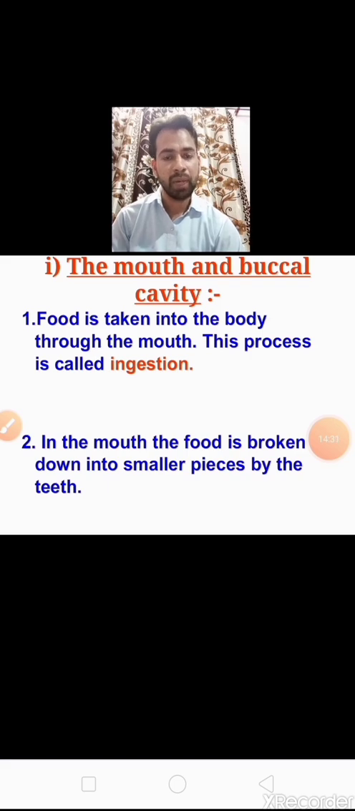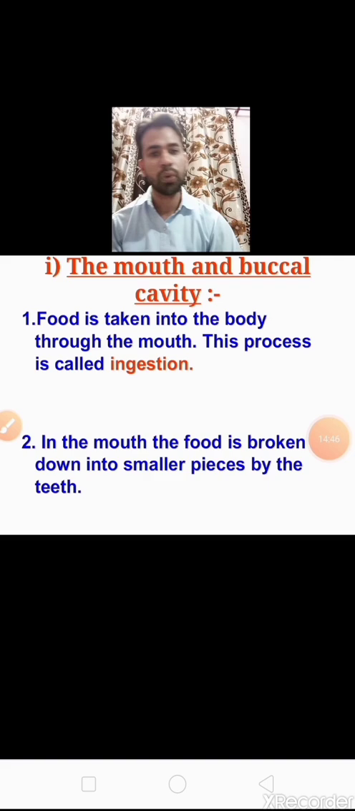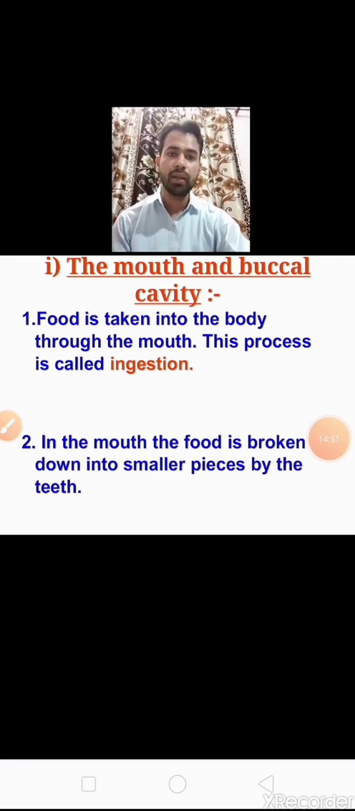In the mouth, I repeat once again, three things are there. Number 1, teeth. Number 2, tongue. And number 3, salivary gland. Teeth break food into smaller pieces. Tongue helps in swallowing. And the salivary gland secretes saliva. Okay, children, is that clear to you?